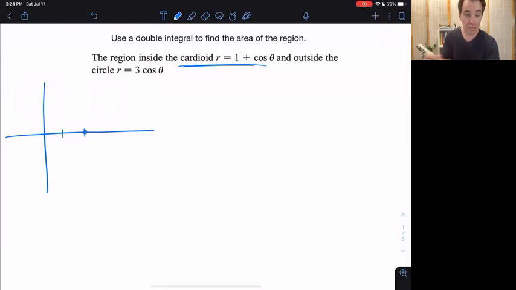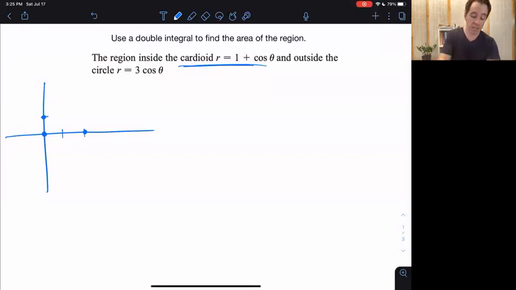So the cardioid begins at that point. When theta is pi over 2, that's when it will be hitting the y-axis. And cosine of pi over 2 is 0. 1 plus 0 is 1. So it hits the y-axis at 1 right there and passes through that point. When theta is pi, cosine will be -1. So 1 minus 1, which is 0. That means that at pi, it actually returns to the origin.